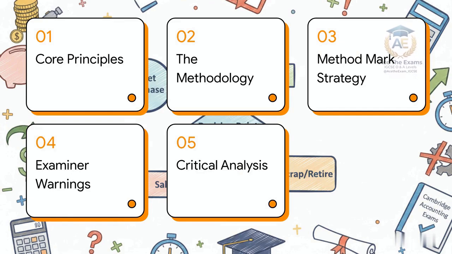Here is our strategic roadmap for today. 1, we'll cover the core principles and cognitive domains. 2, we'll break down a systematic methodology for tackling data. 3, we'll reveal the secret method mark strategy that saves grades. 4, we'll go over the top 3 examiner warnings directly from Cambridge. And 5, we will synthesize it all with our ultimate deconstruct, solve, evaluate framework. We've got a lot of high-yield ground to cover.